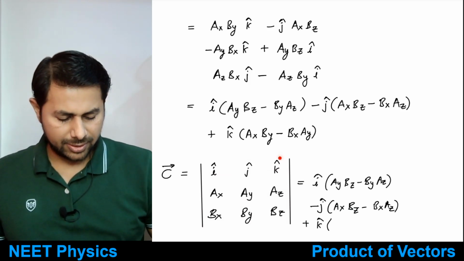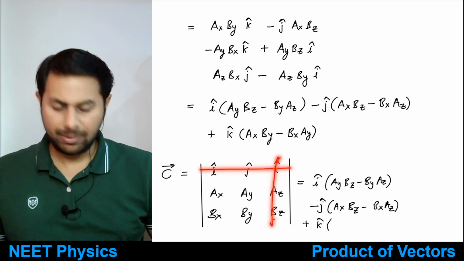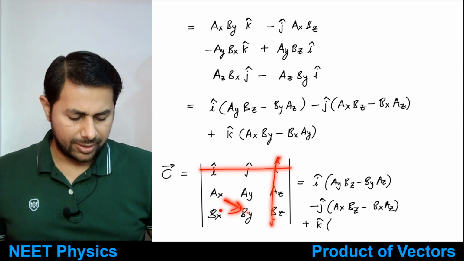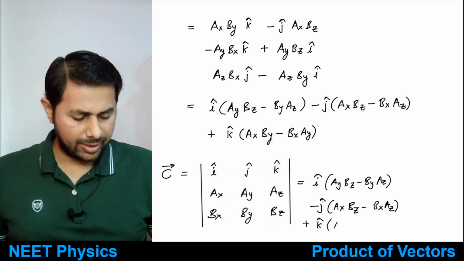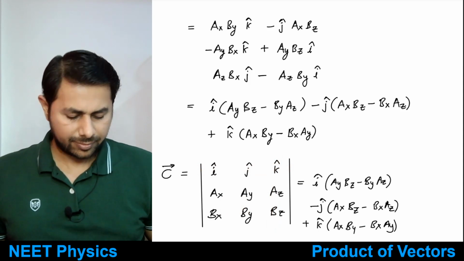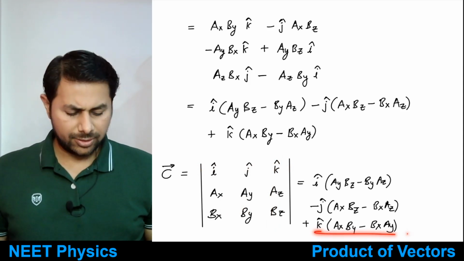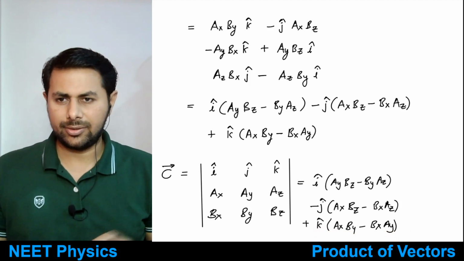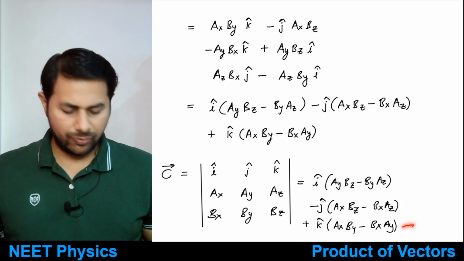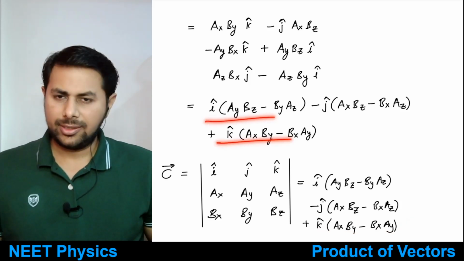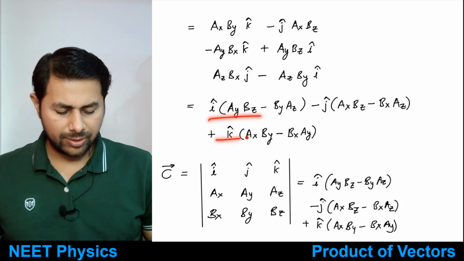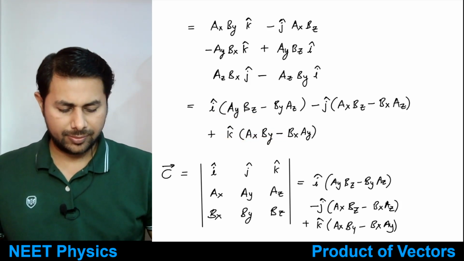Hide the row and column containing k cap, then do cross multiplication. So you have ax by minus bx ay. This is how we solve the determinant. Is this clear? So this is how we solve the determinant, and this is equal to A bar cross B bar.